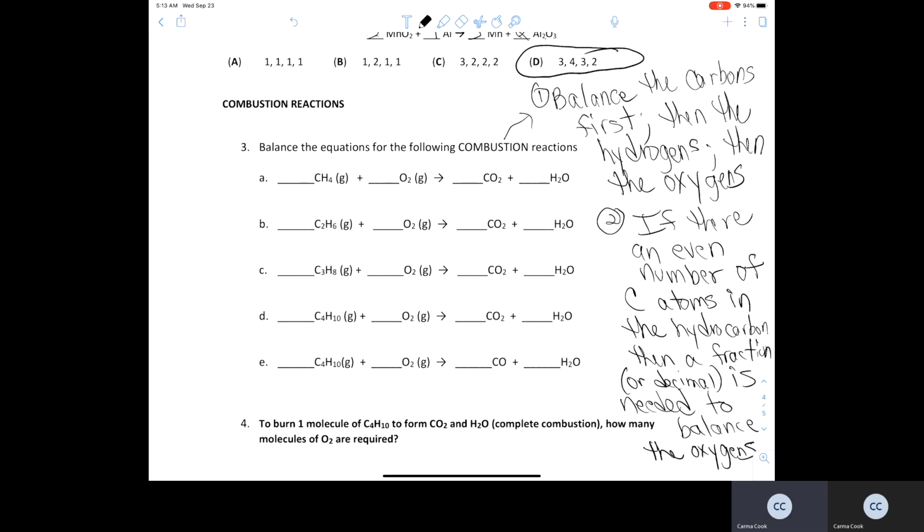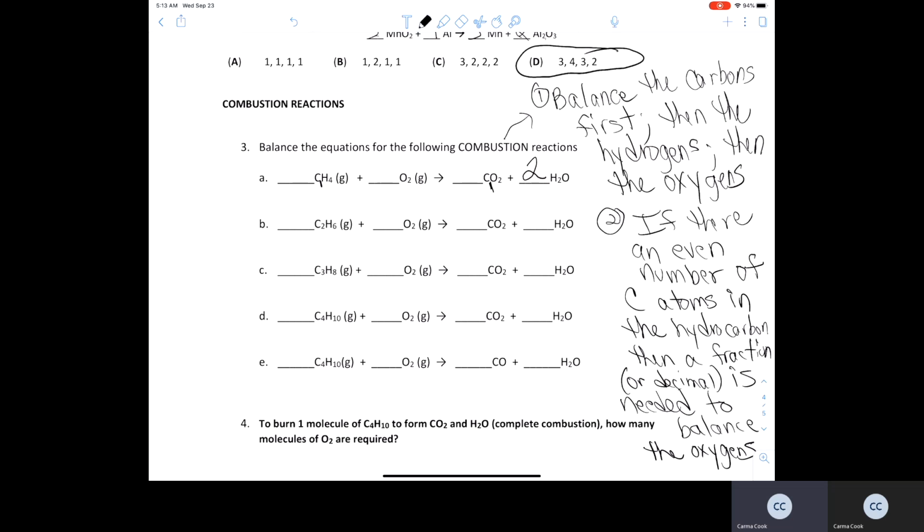So the first one, letter A, CH4, only has 1 carbon. Remember again, if there's no subscript, then it's understood to be 1. So to balance this one, we need 1 carbon. We'll balance the carbons first, and they're already balanced. There's 1 carbon on the left, 1 carbon on the right. Next, let's balance the hydrogens. We've got 4 hydrogens on the left, but only 2 on the right. So we'll put a 2 coefficient there to give us 2 times 2 equals to 4 hydrogens on the right.